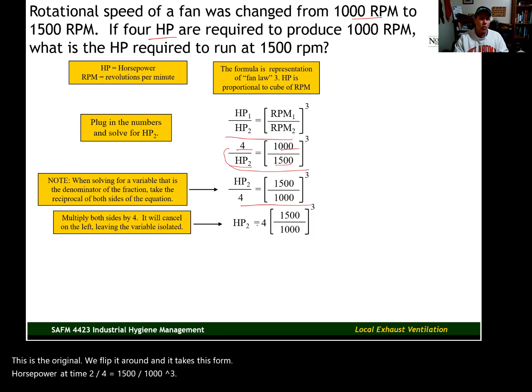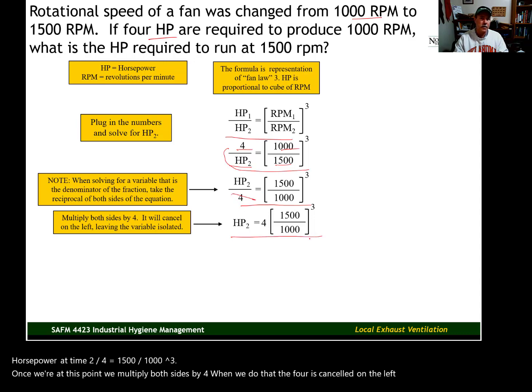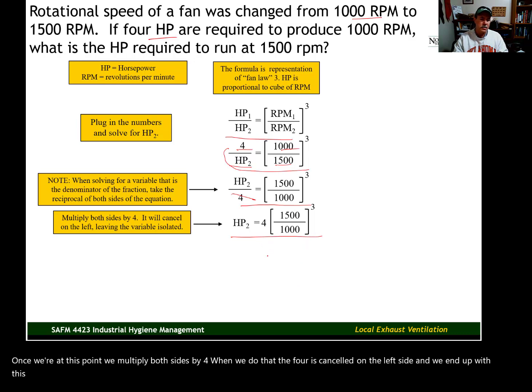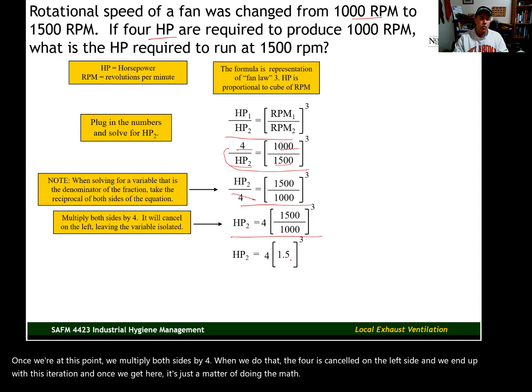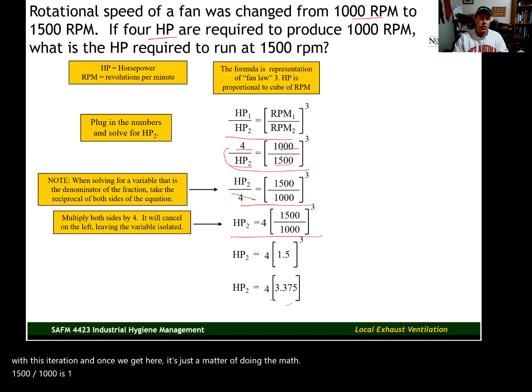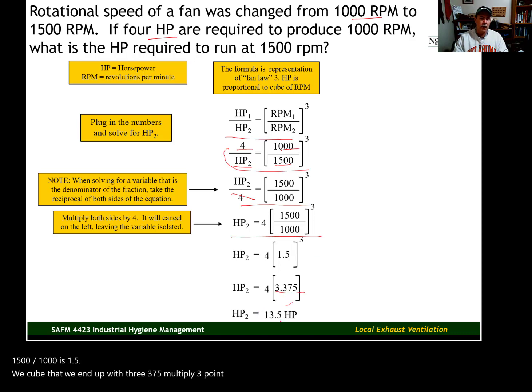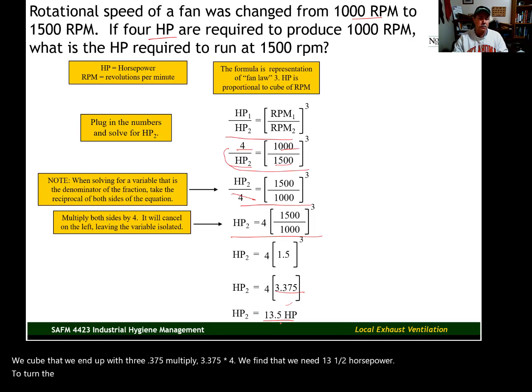Once we're at this point, we multiply both sides by 4. When we do that, the 4 is canceled on the left side, and we end up with this iteration. And once we get here, it's just a matter of doing the math. 1500 divided by 1000 is 1.5. We cube that, we end up with 3.375. Multiply 3.375 times 4. We find that we need 13.5 horsepower to turn the fan at 1500 revolutions per minute.